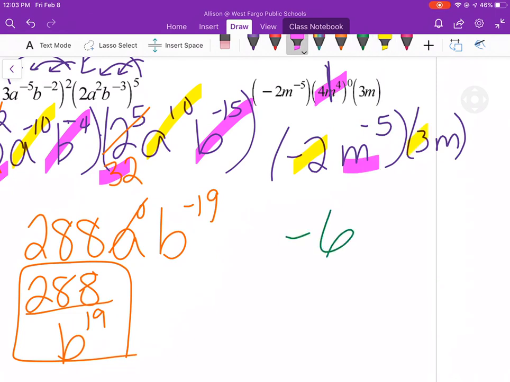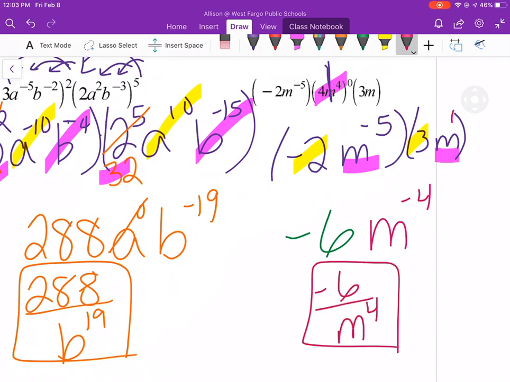So then again, multiply the constants together, you get negative 6. Then when you multiply the m's, remember that a variable always has an implied coefficient, if it's not listed, equal to 1. So this is really m to the first times m to the negative fifth. Add those exponents, you're going to get m to the negative fourth. You can rewrite that with a positive exponent by moving the m to the denominator and making it positive.